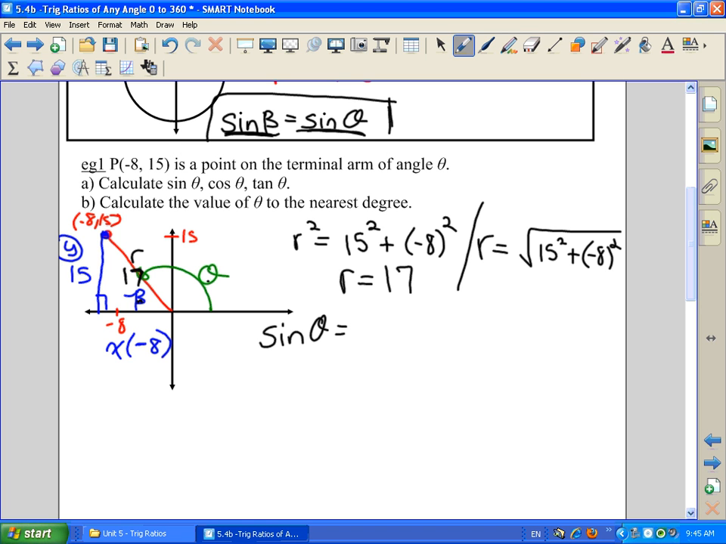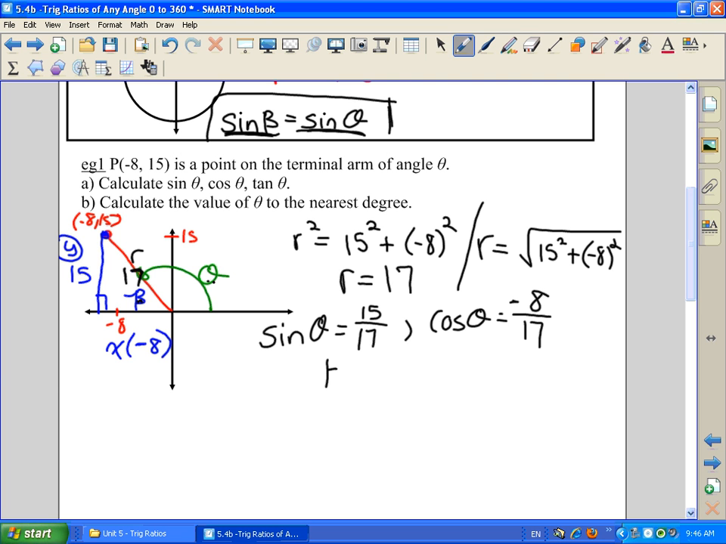So sine theta, we could use theta or beta. I'm going to use beta because it's inside the triangle and I can easily do my ratios that way. So from beta, which is still the same as theta, and you take the sine of it, the opposite side is 15 divided by the radius, which is 17. Okay, taking a look at cos theta. Cos theta, ladies and gentlemen, is the adjacent side. So in that case, this is -8 over the hypotenuse, which is 17.